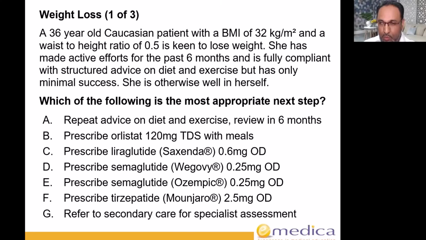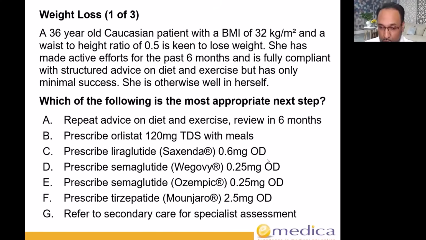Okay, so we'll start you off with a fairly straightforward one. You can see this patient, body mass index of 32, puts him into obesity 1. Waist height ratio is 0.5, so that is increased risk. And you can see they've made some changes in diet and exercise, and they've lost some weight, because it says they have minimal success. That suggests that they've lost some weight.